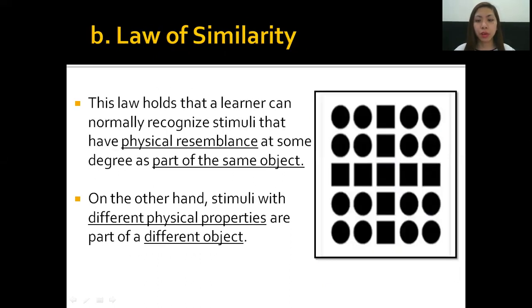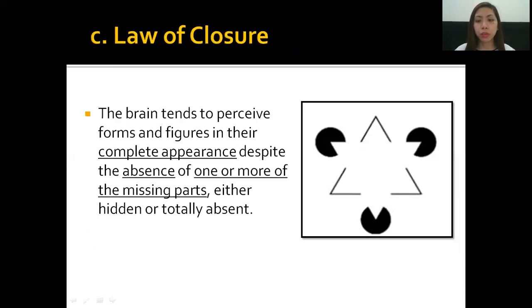Next, we have the law of similarity. This law holds that a learner can normally recognize stimuli that have physical resemblance to some degree as part of the same object. On the other hand, stimuli with different physical properties are part of a different object. So for example, in this figure, we seem to see circles forming a square and squares forming a cross within the square.